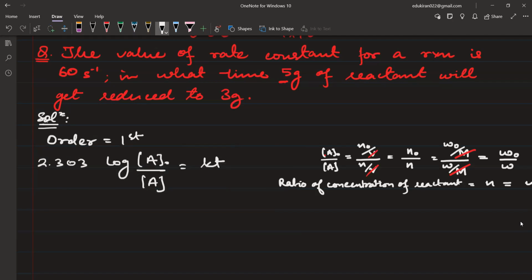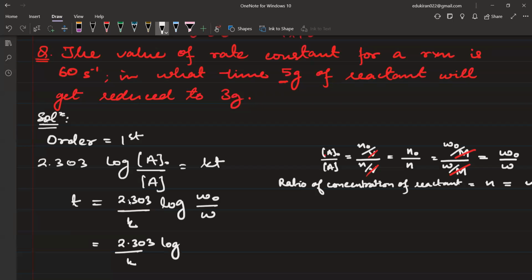Now, please see here. We need to find the time. So time will be equal to 2.303 divided by k, the log of the initial weight upon final weight, right? This will be equal to 2.303 divided by k, log of what is the initial mass? 5. Grams and grams will cancel each other, divided by 3.